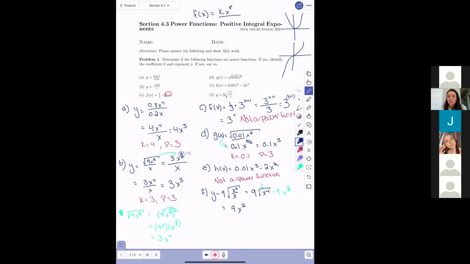Any other questions? Is this a power function? Yes. Okay, and what is our k coefficient and exponent? The coefficient is 9 and the exponent is 2. Good, great. Any questions on this page?